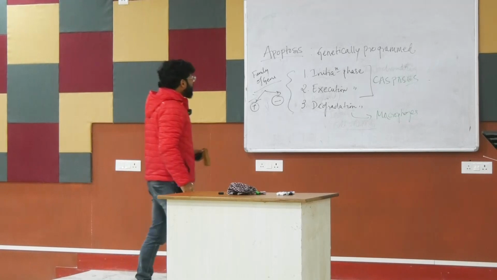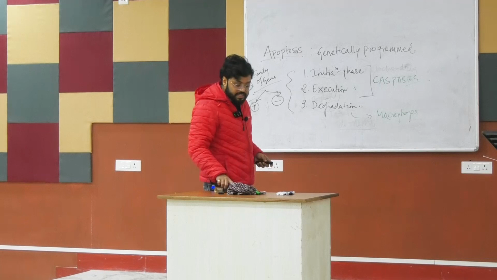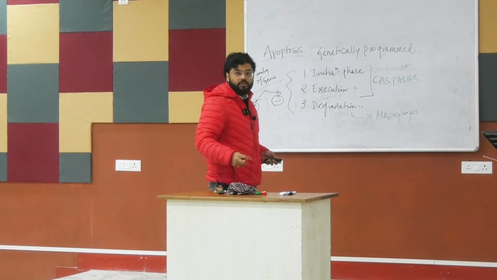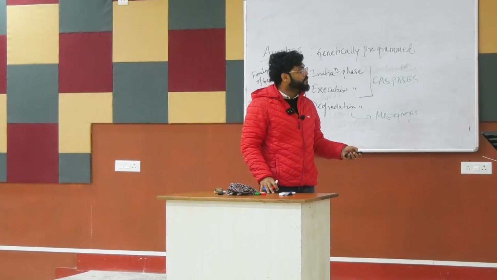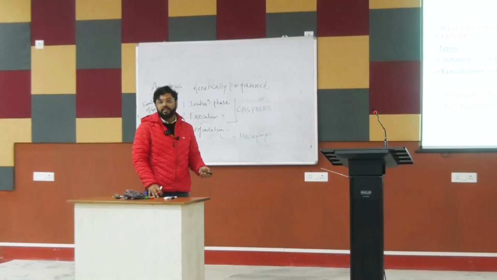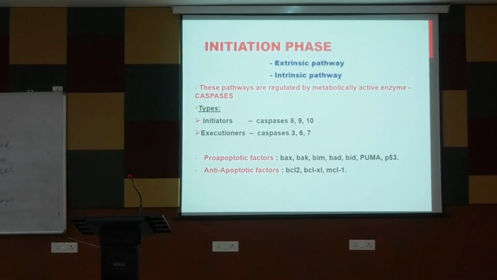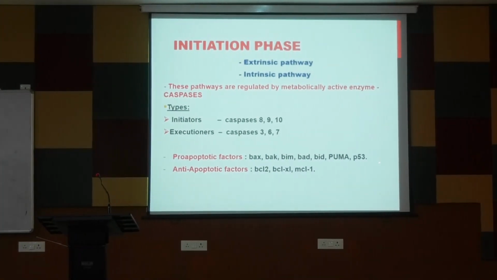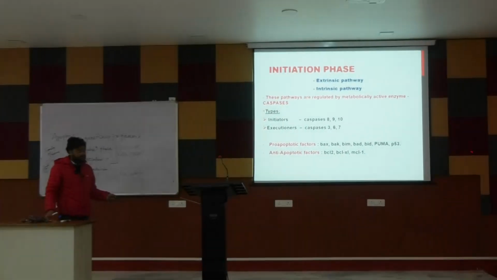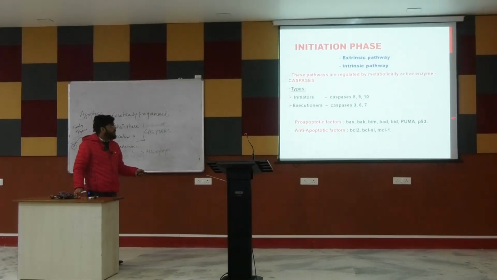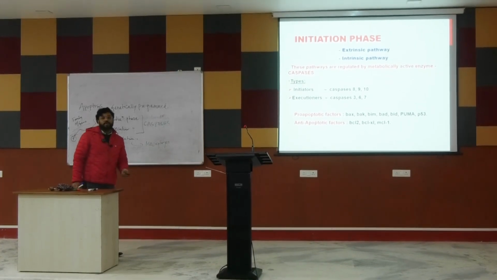What are the pro-apoptotic genes? These genes facilitate apoptosis. Examples are BAX, BAK, BIM, PUMA, and P53. Among them, P53 is very important. It is known as the guardian gene of the cell, and it is a tumor suppressor gene. BAX, BAK, BIM, and PUMA are pro-apoptotic factors.